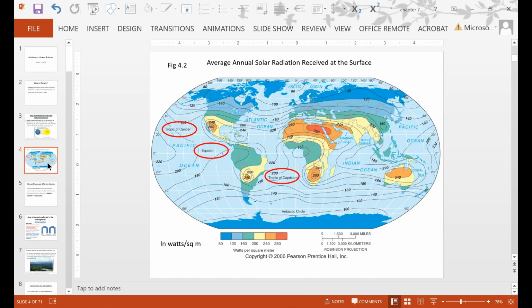As we can see here, this is the average solar radiation received by the Earth's surface over the course of a year. The higher amounts of sunlight received are the warmer colors, red, orange, yellow, and that is around the tropical areas. We have the Tropic of Capricorn down here and the Tropic of Cancer up here, and that is where some of our highest amounts of sunlight are received. And then you have the equator, which is 0 degrees.